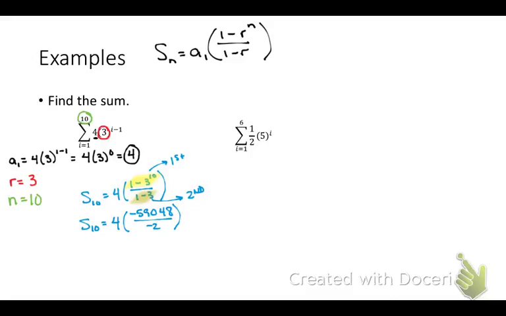Now from here, it's completely up to you as far as what you want to do. If you want to stick with what's in the parenthesis and go negative 59,048 divided by negative 2 and get 29,524, that's fine, and then multiply by 4.